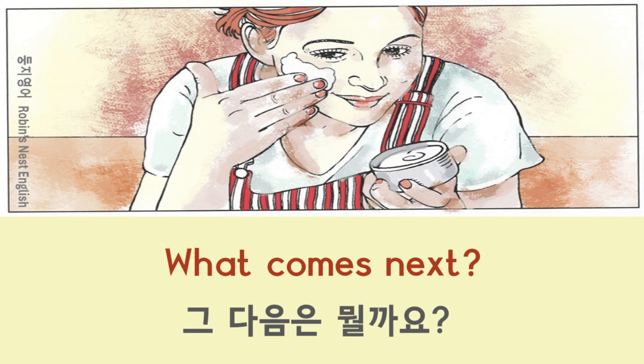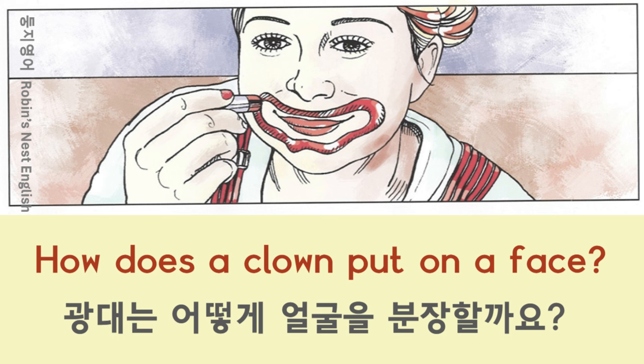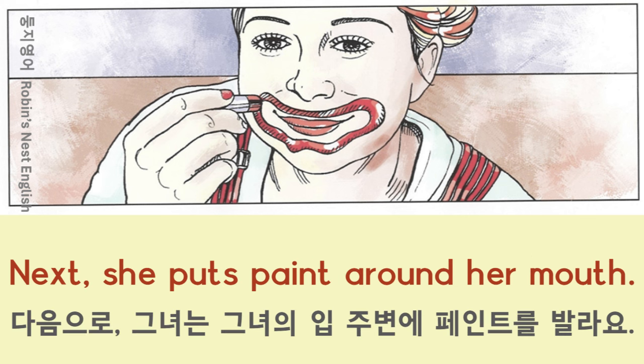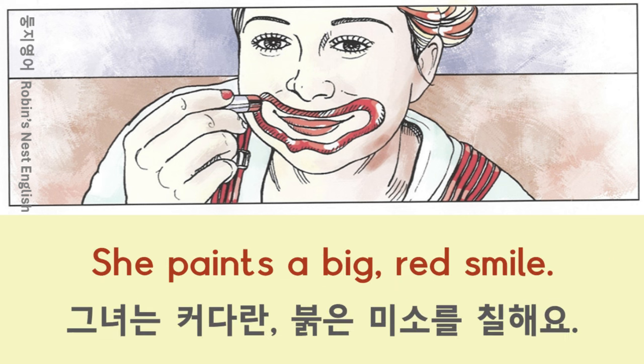What comes next? How does a clown put on a face? Next, she puts paint around her mouth. She paints a big red smile.